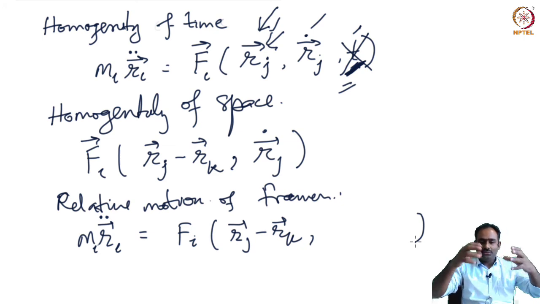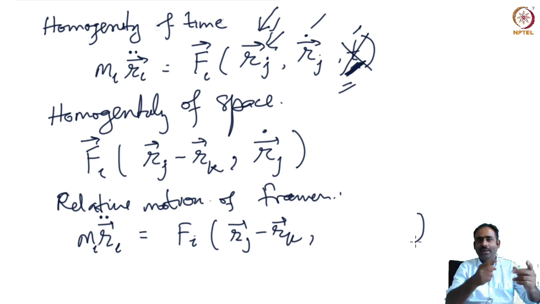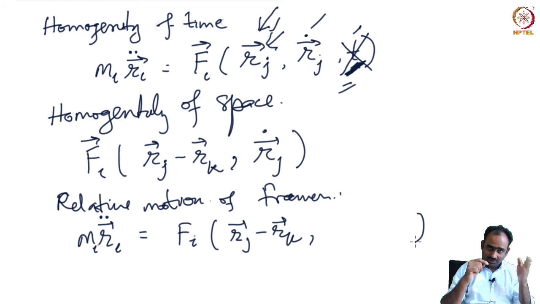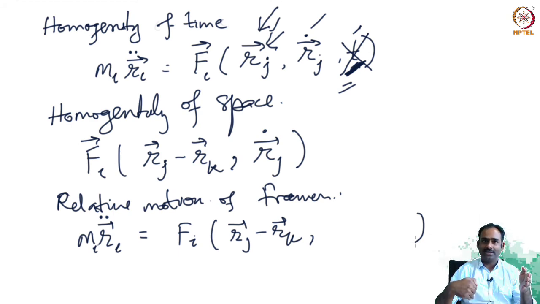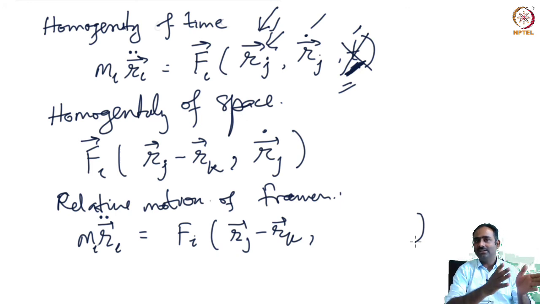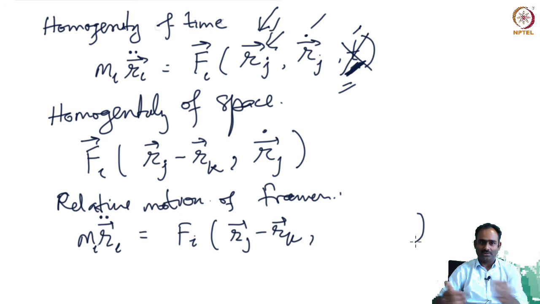Now if you go to another frame which is moving with some velocity v with respect to the first one, all the particles, whatever their velocities were at time t in frame number 1, will change to the velocities they had plus the velocity of this frame, right? So all the velocities at time t will get added by this fixed amount, which is the relative velocity between the two frames.